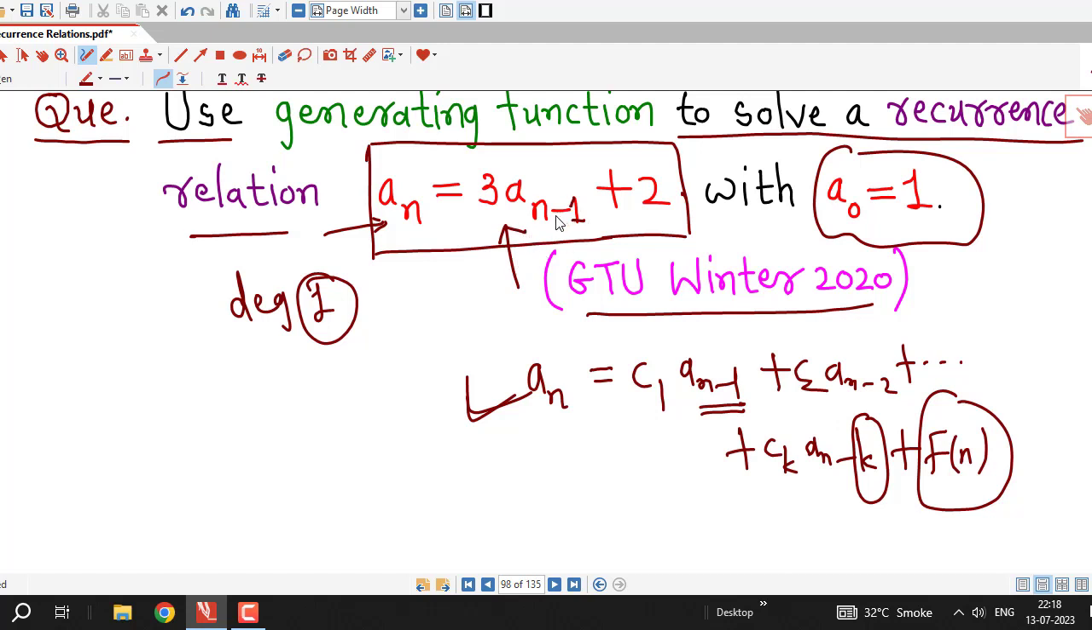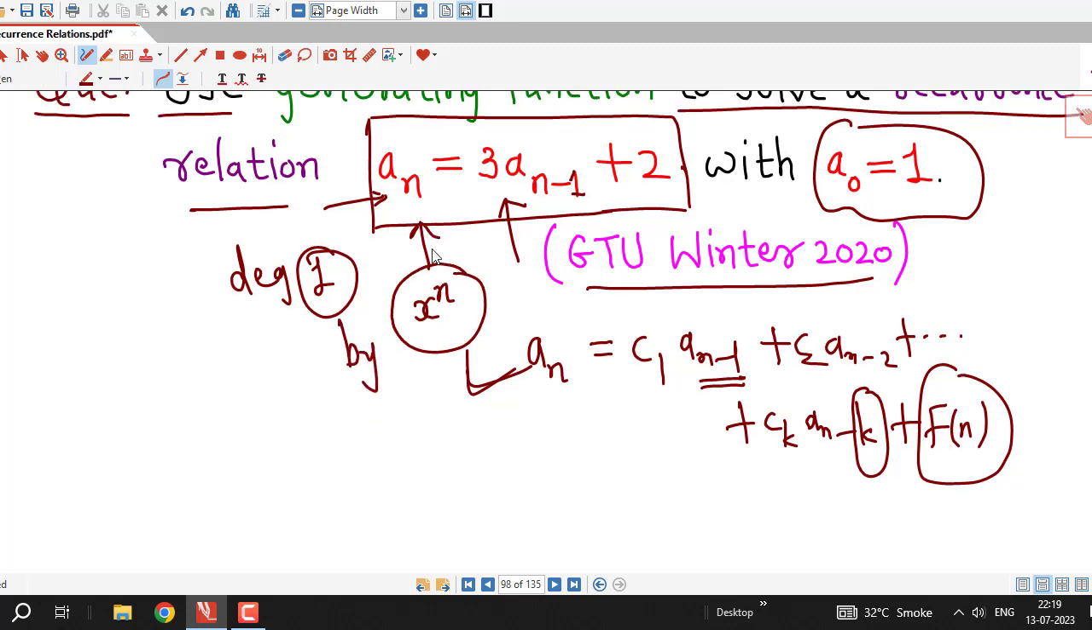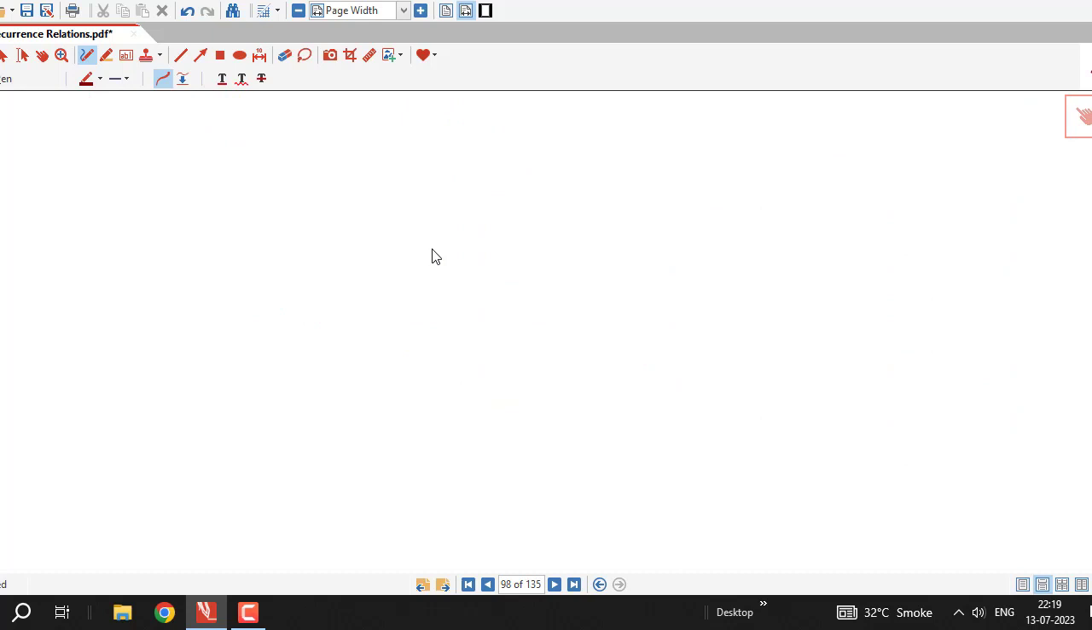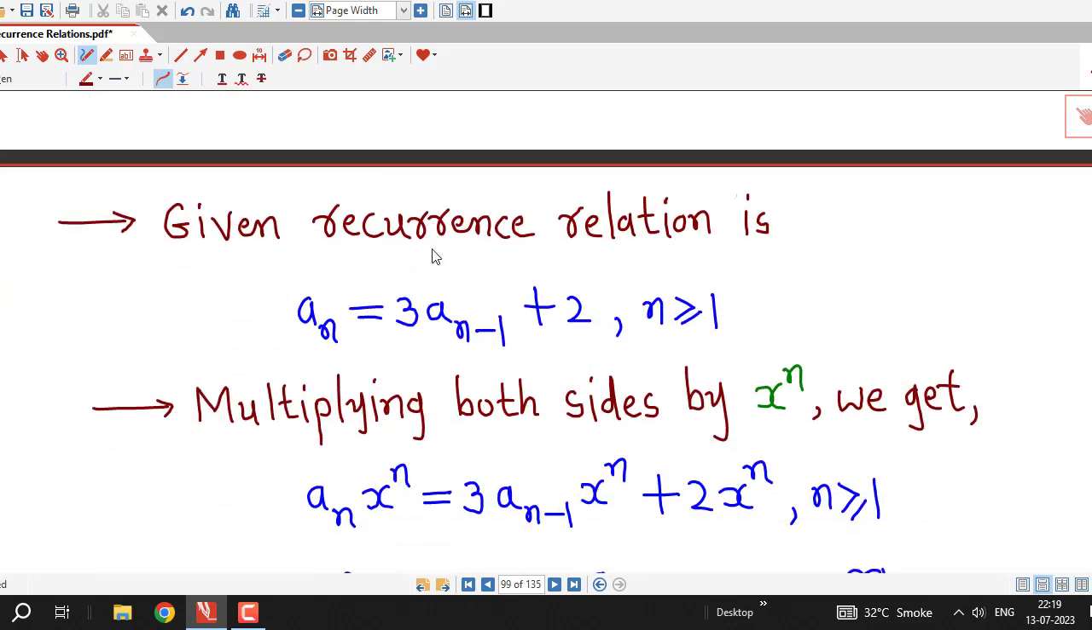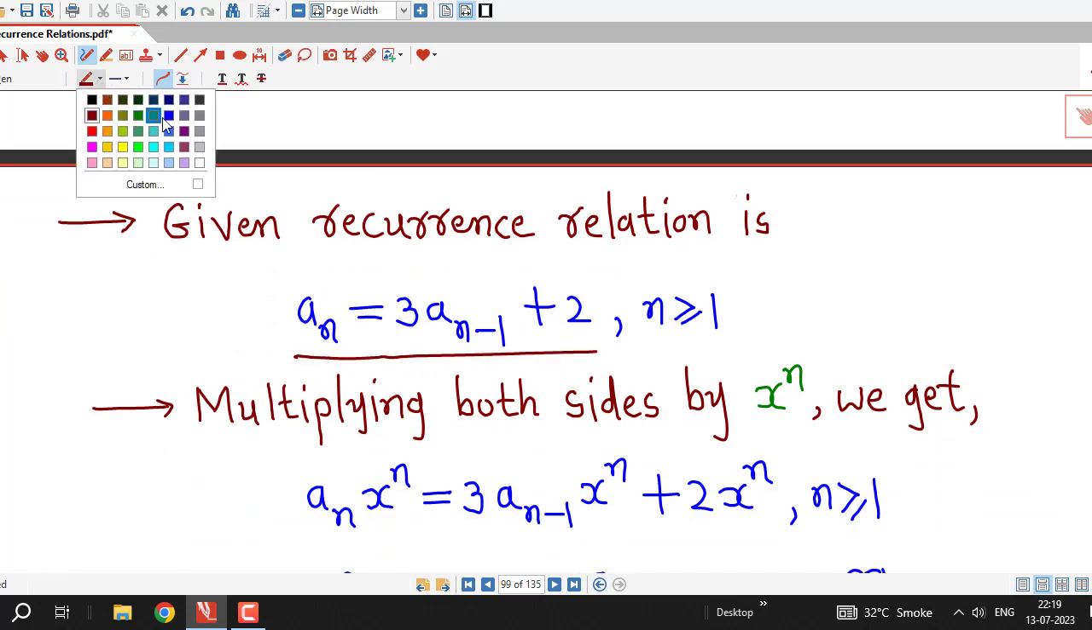And after deciding the degree, you have to multiply your recurrence relation, or the equation representing the recurrence relation, by x to the power n. So the first step is to determine the degree of the recurrence relation and then multiply both sides of the recurrence relation by x to the power n. So that I have done here.